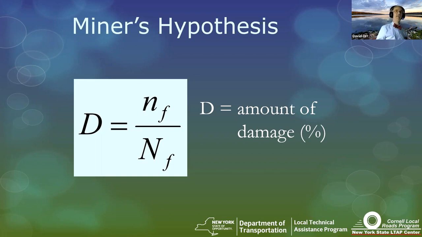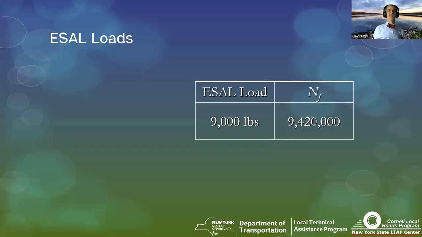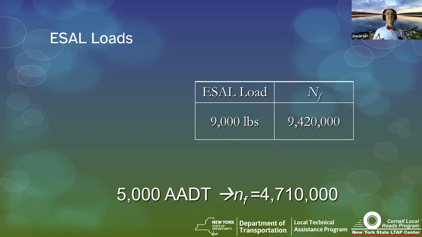And so therefore, what you can do is, for a given configuration, you can calculate the amount of damage. So if we go back to our sample pavement, and we calculate an ESAL load, and you could do this for any load configuration, you can calculate the number of cycles allowable, 9.42 million in the pavement we've been looking at. And if we calculate how many cycles that is for a road with 5,000 vehicles a day, just pick a random number, no, not really, but let's assume 5,000 vehicles a day, you can calculate over the life of the pavement, in this case I use 25 years, the number of cycles. And that adds up to about 4.71 million for little n sub f.